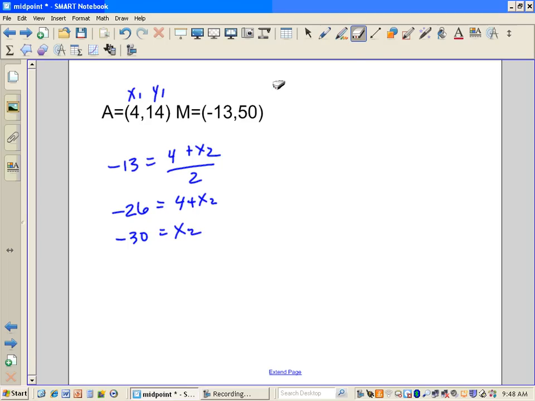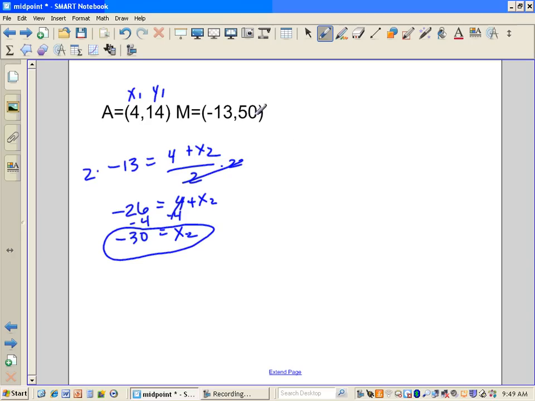Wow, I just totally skipped ahead. Sorry about that. No, I'm sorry. Maybe if I showed my work, I would know what I was doing. I multiply by 2 on both sides, so I have negative 26. And I subtracted 4. 4 is canceled, so I have negative 30 is equal to x2. Good job. Sorry about that.